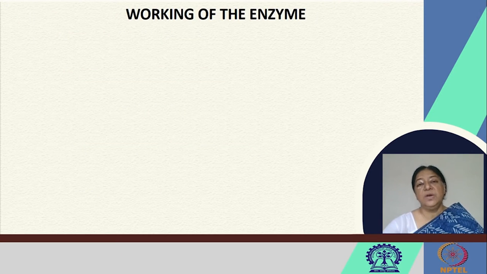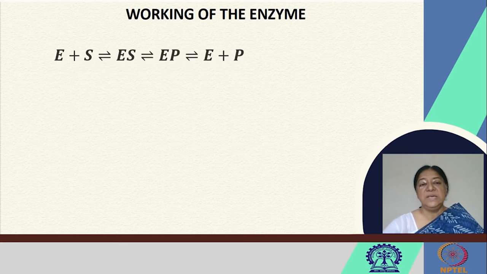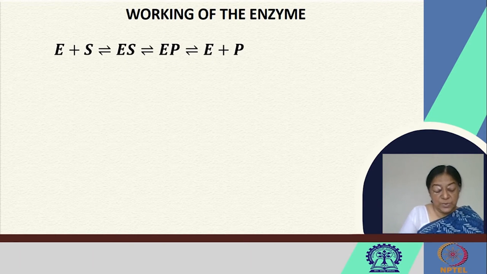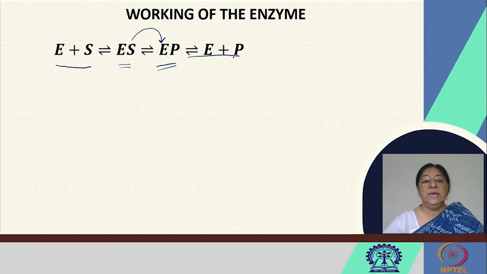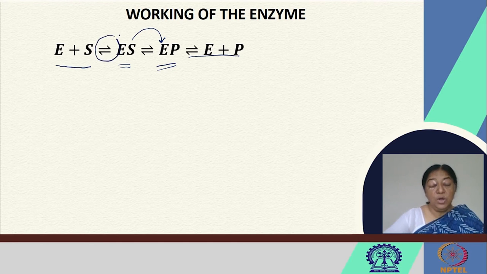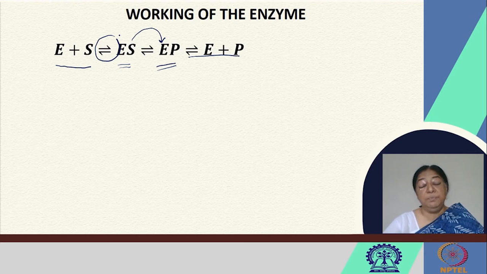If we look at the generic working of the enzyme, we will see a specific methodology where the enzyme and the substrate together form the enzyme-substrate complex. This may form an enzyme-product complex, where the catalytic mechanism of the enzyme occurs in this step, which then breaks down to E plus P. Now, all of these may or may not involve a pre-equilibrium step.